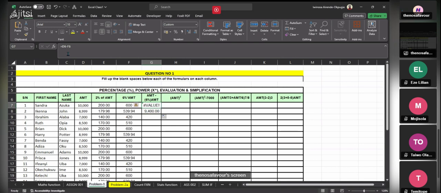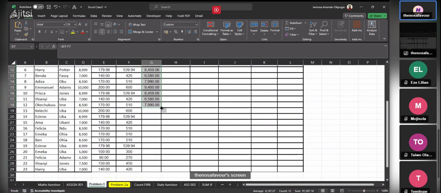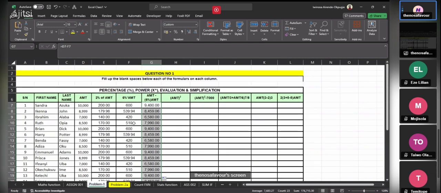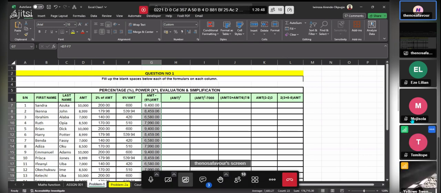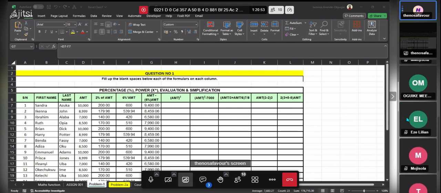All right. So this is supposed to be D7 minus F7. If I drag down, I should get the figure for all of them. All right. Thank you very much. Thank you, sir. You're welcome.